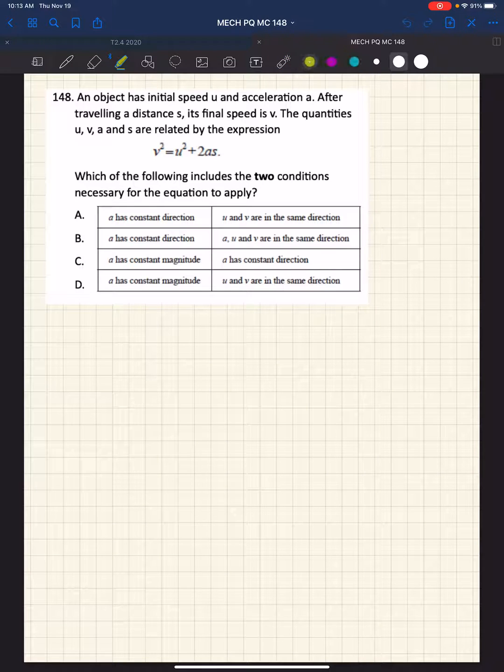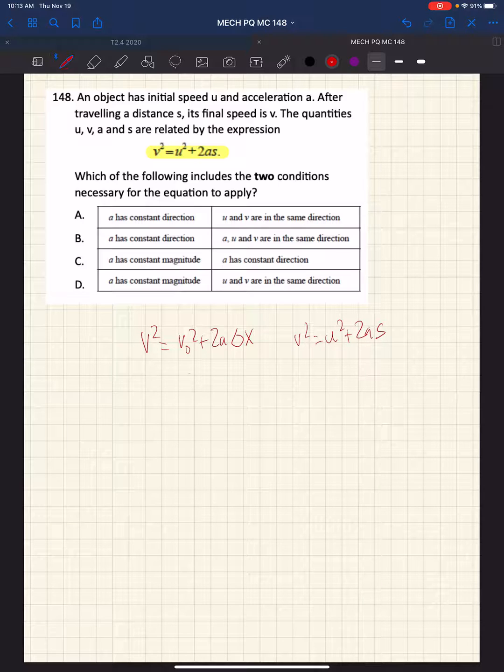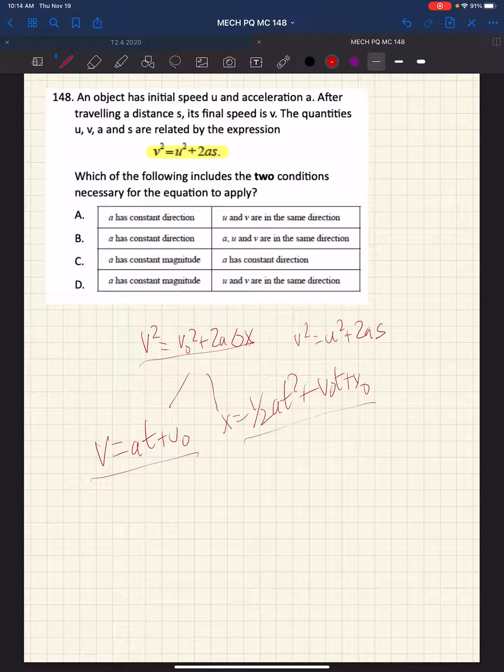So for this question here, we are asked about this formula here, which we don't really use. But the important thing to remember about this formula, which I told you, this v squared equals v0 squared plus 2a delta x, which is the version of this, is that this formula is a combination of these two formulas. So this formula comes from these. So any assumptions about this formula will require the same assumptions that come from these formulas.